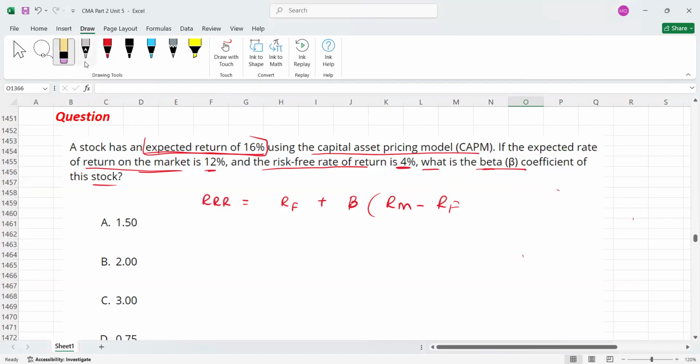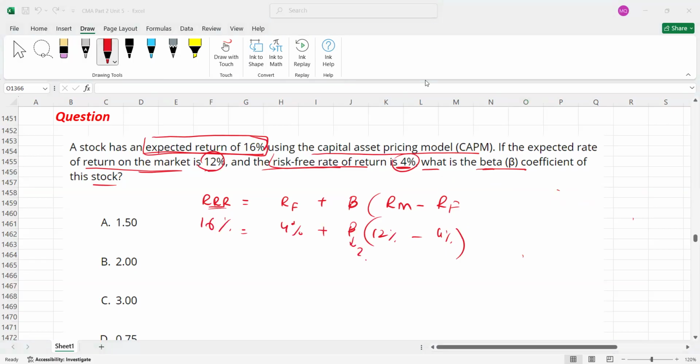Now guys, please remember, here we have a risk-free rate of return. How much is given? The risk-free rate of return is 4%. So we'll write 4% plus beta value you have to find out. RM, return on market, is 12%. We'll write 12% minus RF, which is 4%. And he told you the expected rate of return, our required rate of return, the answer is 16%. So the only missing thing we have to calculate here is beta.